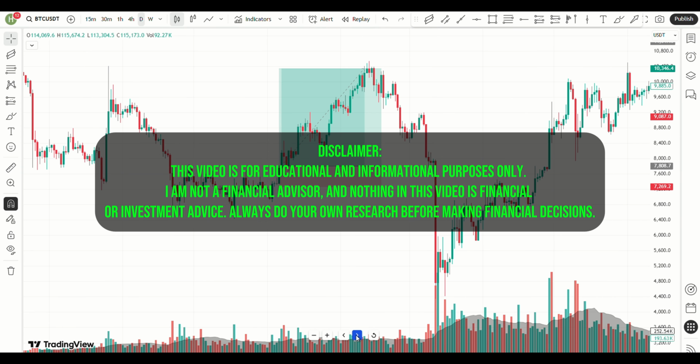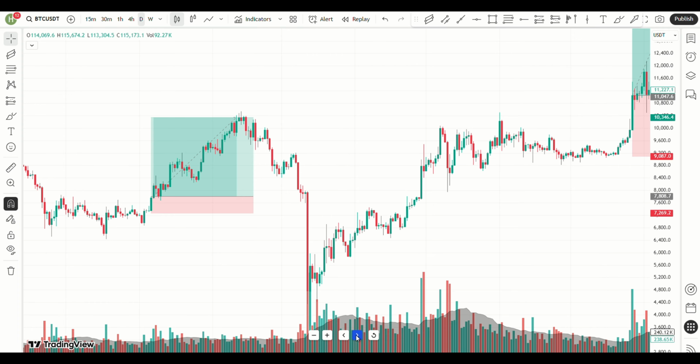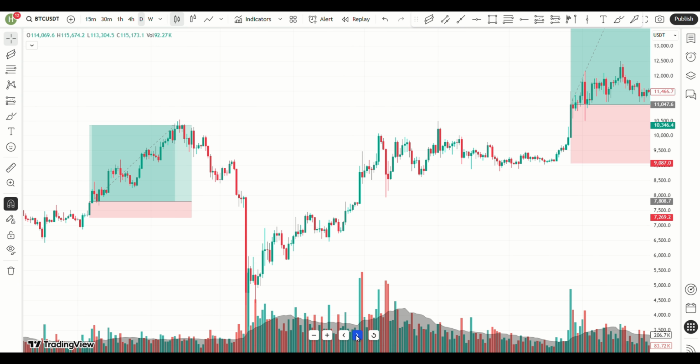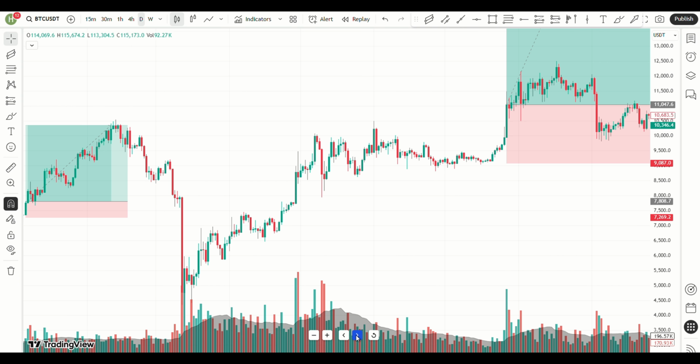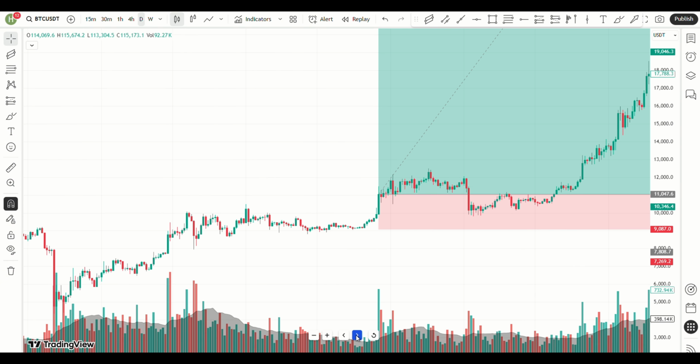Ever opened a chart and thought, what is this mess? No trend, no breakout, just pure sideways chaos. That's the ranging market, where most traders get trapped, stopped out, and frustrated.